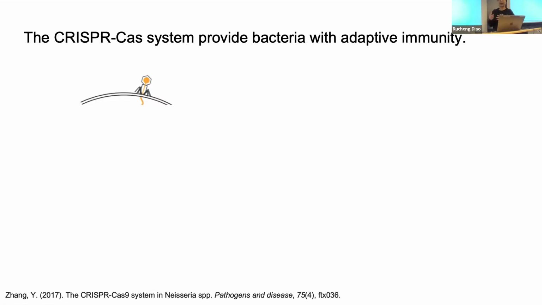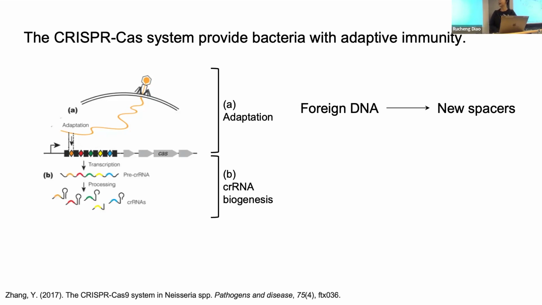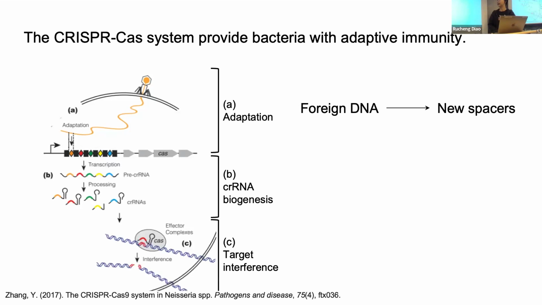CRISPR-Cas is in bacteria, giving it adaptive immunity. It can be set into 3 different stages. The first one is adaptation, where the foreign DNA is first recognized, excised, and then integrated onto the native CRISPR array and becomes new spacers. Now it is part of the immunological memory that the bacteria can use to defend from future invading DNAs. The second stage is CRISPR RNA biogenesis. And the third stage, which more people are familiar with, is the target interference stage, where the foreign DNA is recognized and then cleaved.